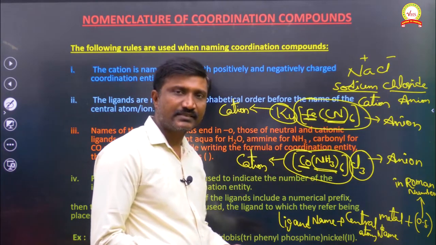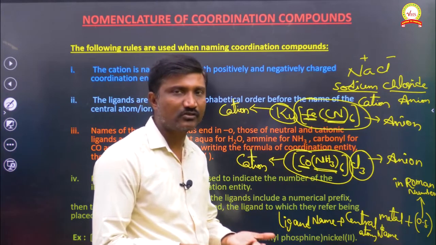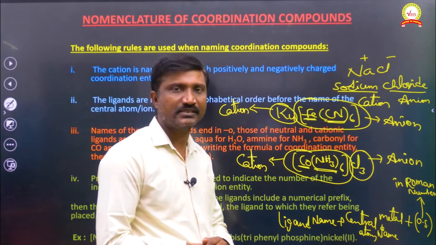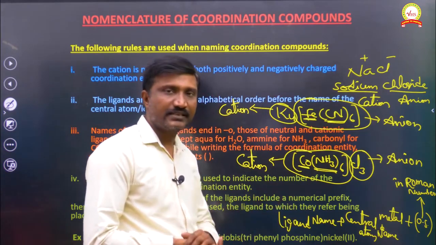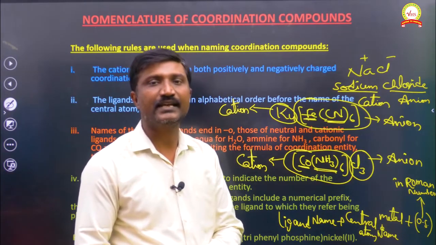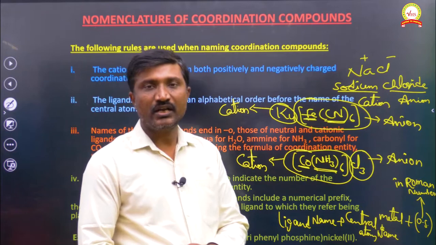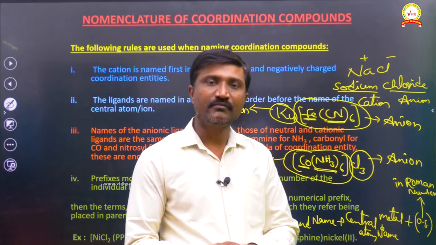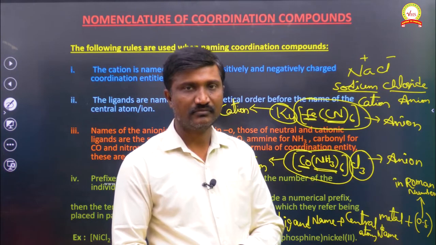similar type of ligands or different type of ligands. Similar type of ligand means homoleptic, different type of ligand means heteroleptic complex compound. If similar type of ligands are there, then no problem. If different type of ligands are present, then in alphabetical order, whichever ligand name comes first, that ligand name we have to write down.